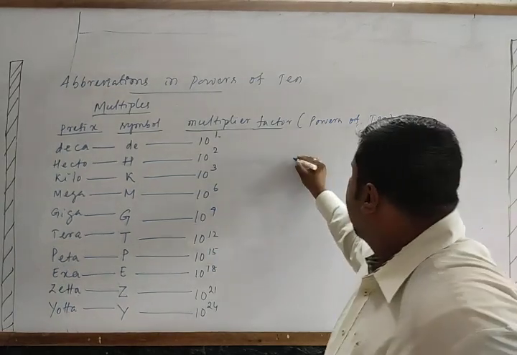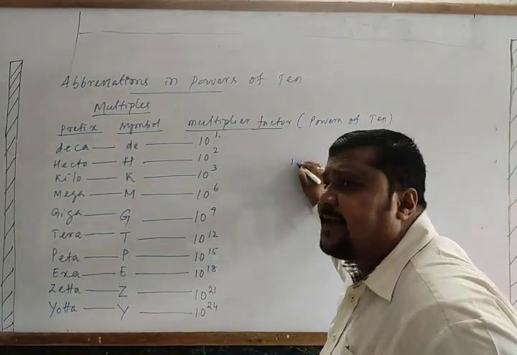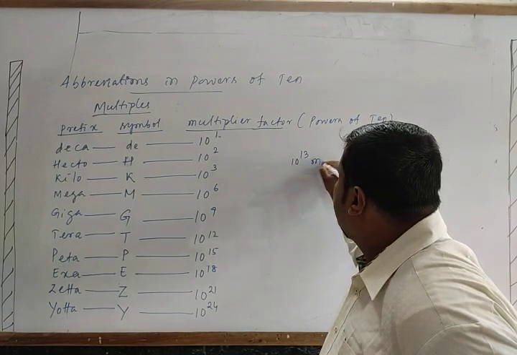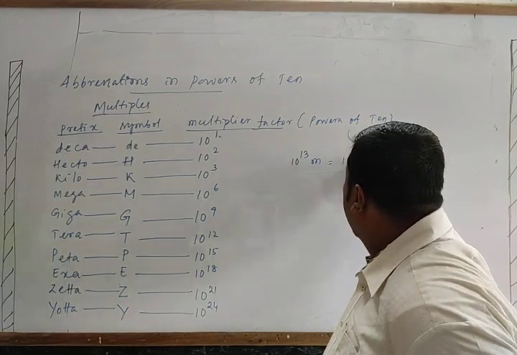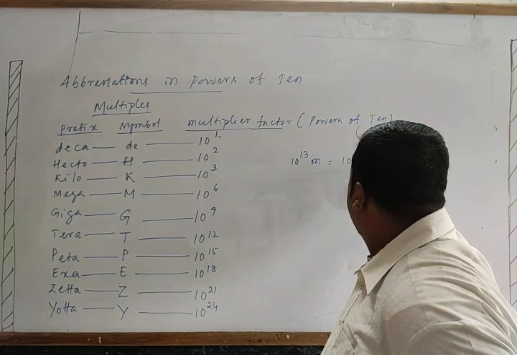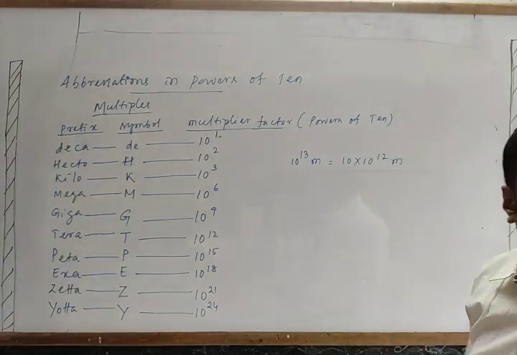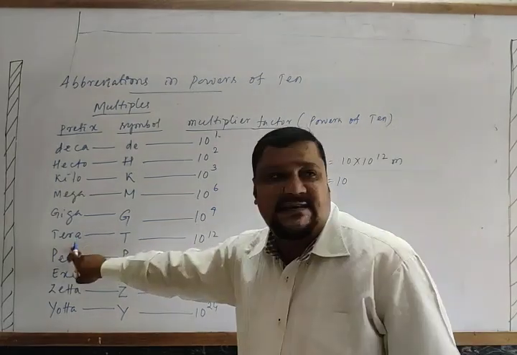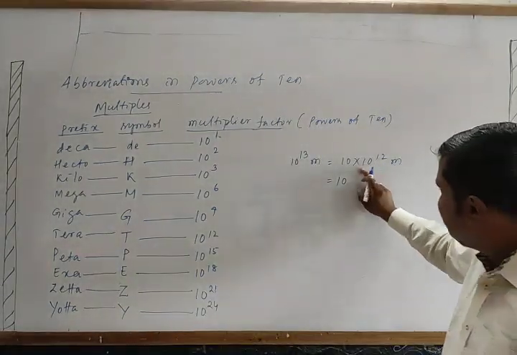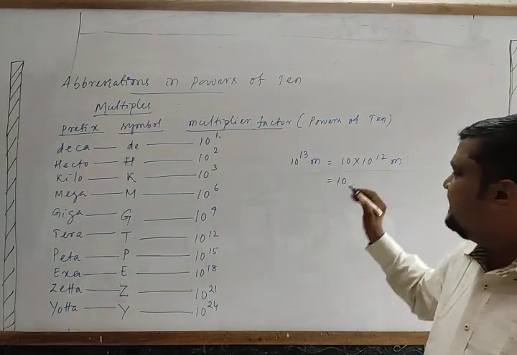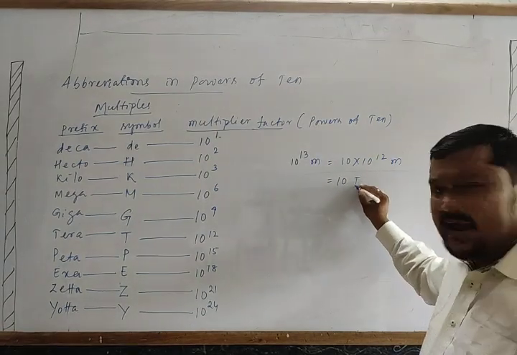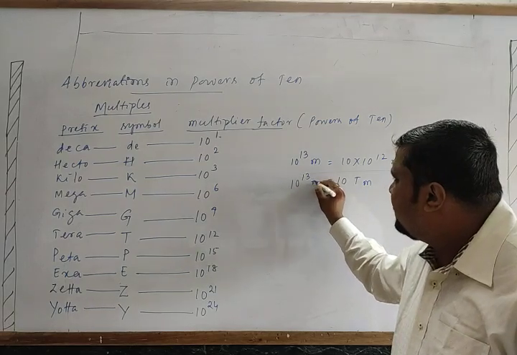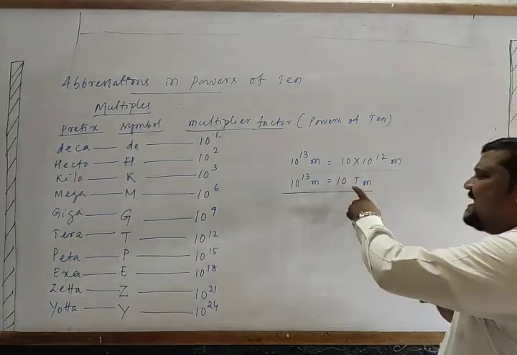So suppose we have a value like 10 to the power 13 meter. So I can write this as 10 into 10 to the power 12 meter. So this is equal to 10. What is the 10 to the 12? That is your tera. So in place of 10 to the 12, I will use the prefix as tera, capital T, and meter. So 10 to the power 13 meter, I can use this as 10 terameter.